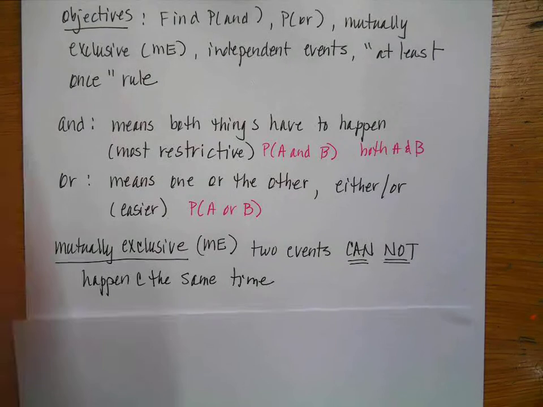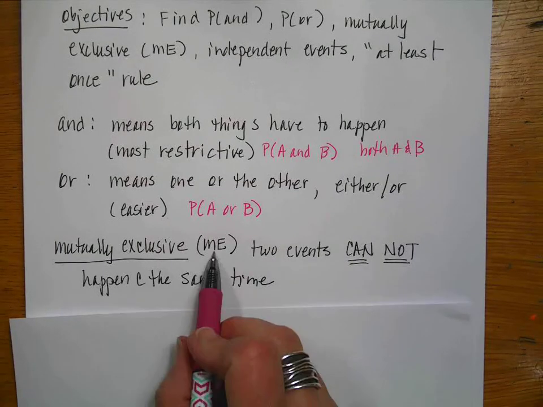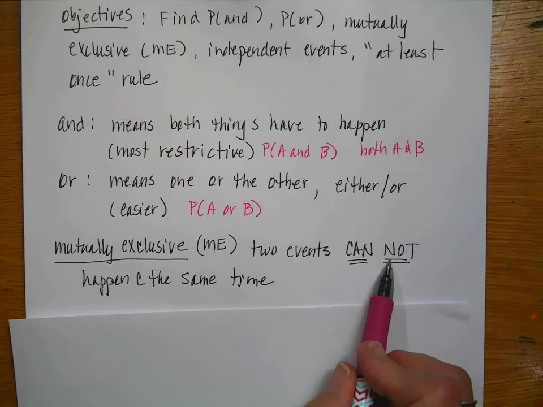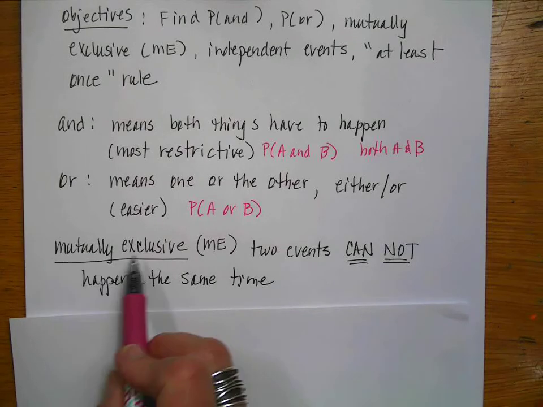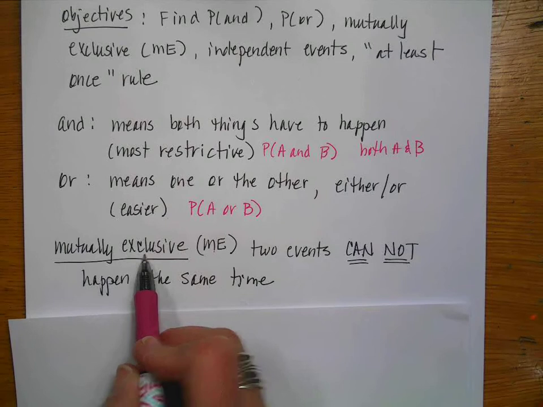The next weird word that we have for vocabulary is mutually exclusive, ME. So mutually exclusive means that two events cannot happen at the same time. Mutually means the two, and exclusive means exclusive. Wow, that's just bad. So we'll just stop there. ME means that two events can't happen at the same time.